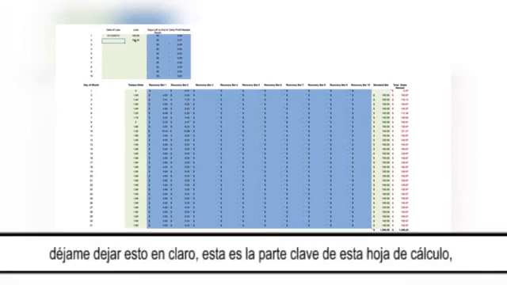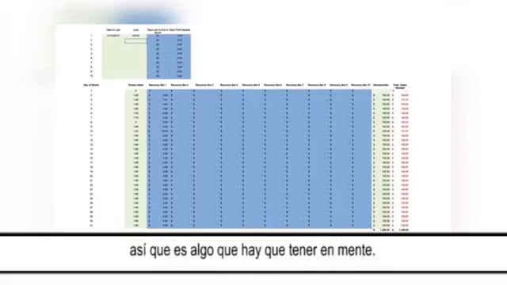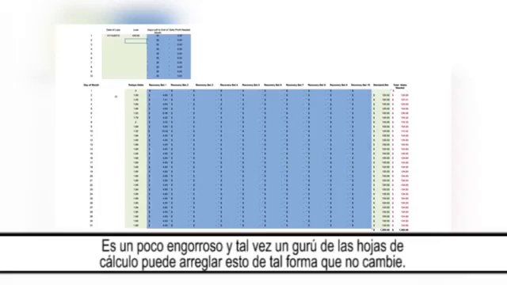We entered the date of that loss, and let me point out now, this is the cumbersome part of the spreadsheet. Once you enter the data of the new loss, it automatically changes historical data. So this is something to bear in mind. So let's undo that, and I'll show you again. It's a bit clunky, and maybe a spreadsheet guru can make an amendment to this so that it doesn't change.